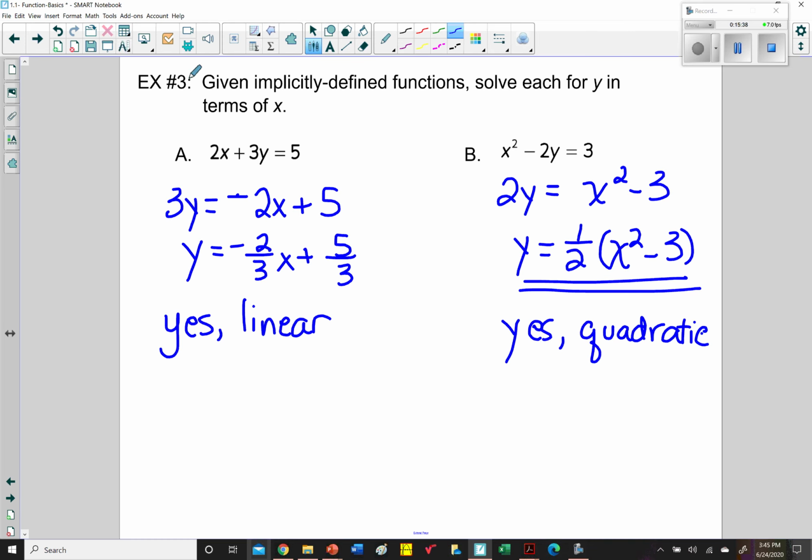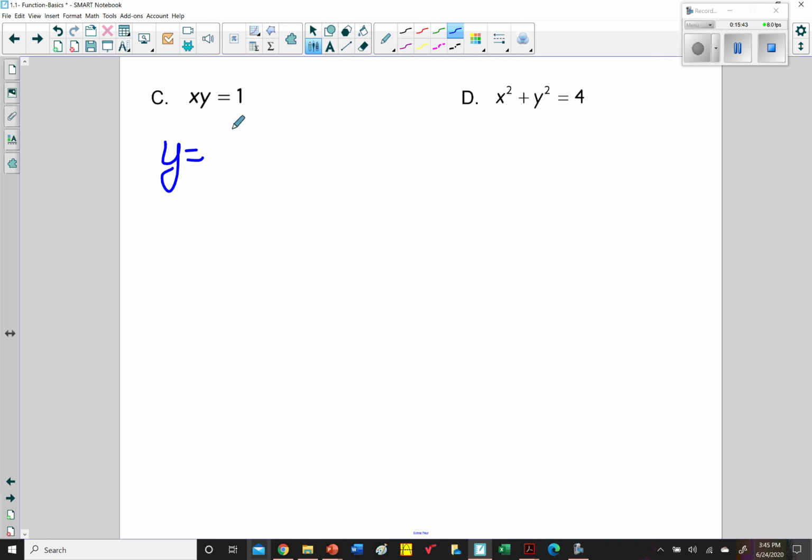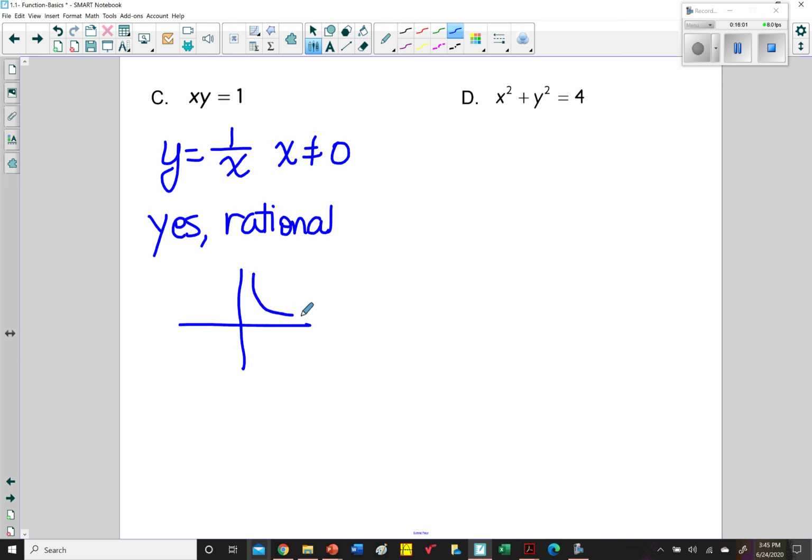On part C, x times y equals 1. So y is 1 over x. Now we can't have division by 0 in our domain, but 1 over x is still a function. It's a rational function. And if you recall from Algebra 2, that graph has a branch here in quadrant 3 and a branch here in quadrant 1. So it definitely passes the vertical line test and is a function.